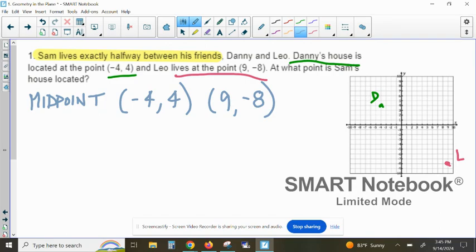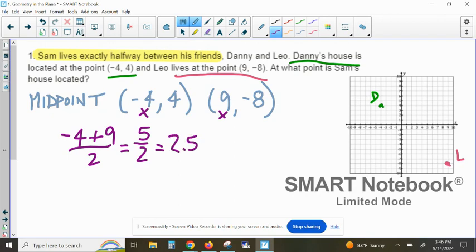So we can use our midpoint formula, which says we add up the x's. Remember, this is an x and this is an x. So add up your two x's. That's -4 plus 9, and we're going to be dividing that by 2. Remember to put it in your calculator first. -4 plus 9, punch that in, and you should get a 5 over a 2. 5 divided by 2 is going to be 2.5. So those are my x's.